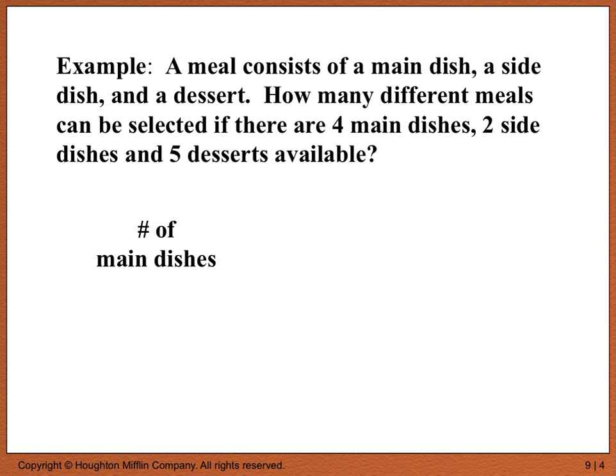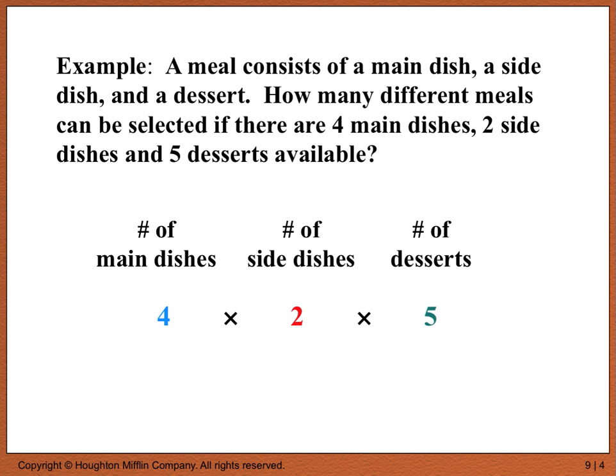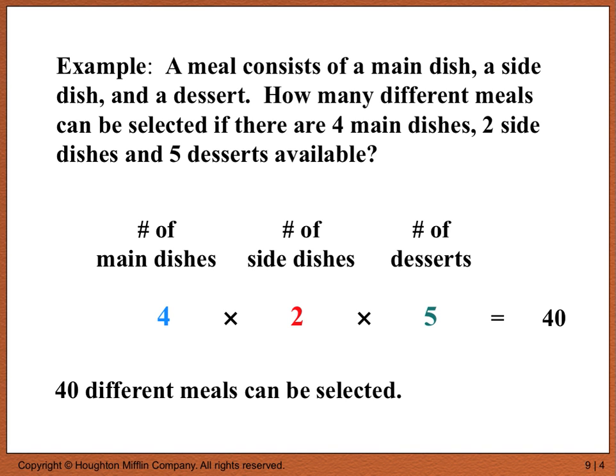All right, so let's go through it. Number of main dishes is 4. That's given to us. We multiply that by the number of side dishes, which is 2. And then we multiply that by the number of desserts, and that's 5. So my answer is 40. That means there are 40 different meals that can be selected because there are 40 different possibilities.